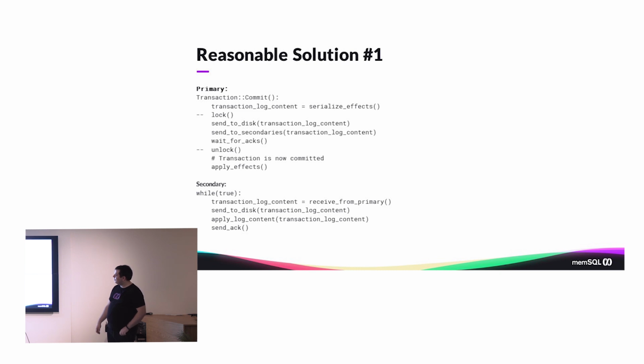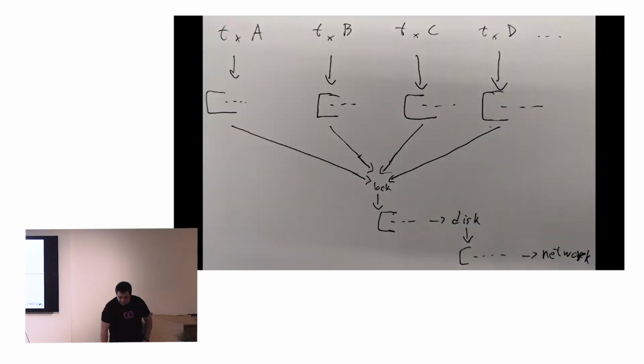So I kind of spoiled it. One of the big issues here is that it's going to be pretty slow. I drew a fun graphic here. So you can imagine you have a bunch of transactions all doing work, all making progress at the same time, and then they're all going to compete on the same lock.